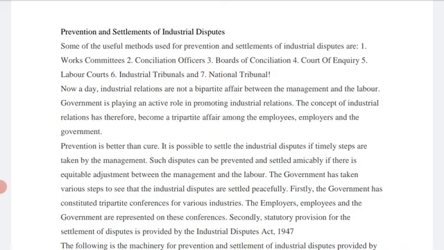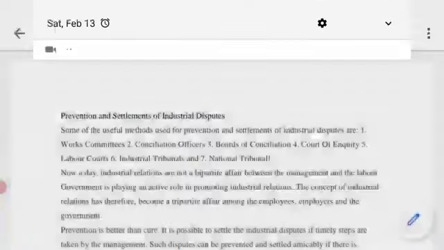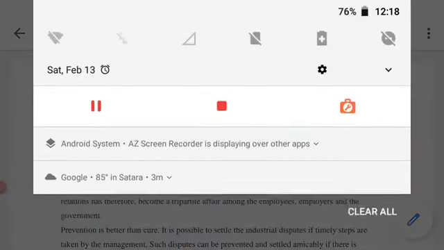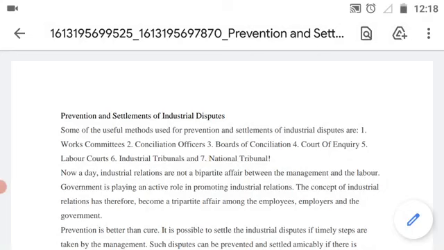In today's lecture of the course Diploma in Human Resource Management, we will be studying paper number 1, Management of Industrial Relations. Into that, unit number 2, Industrial Conflict. Into that we will be studying one of the contents, that is prevention and settlement of industrial disputes. So let's start. So let's discuss prevention and settlement of industrial disputes.